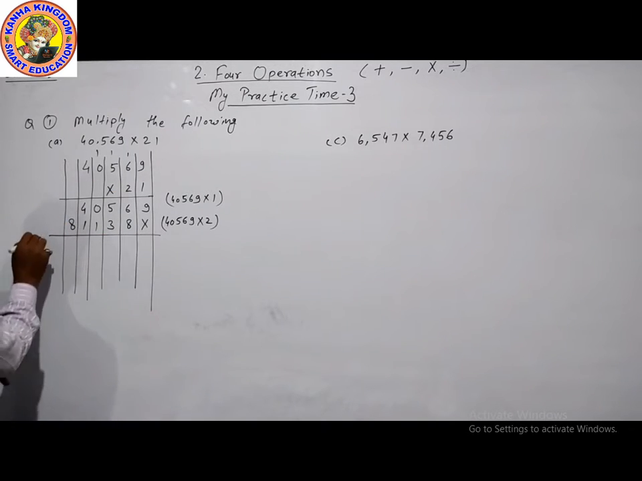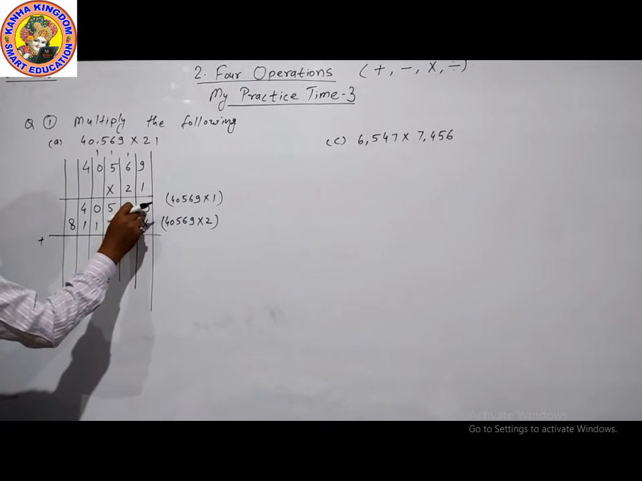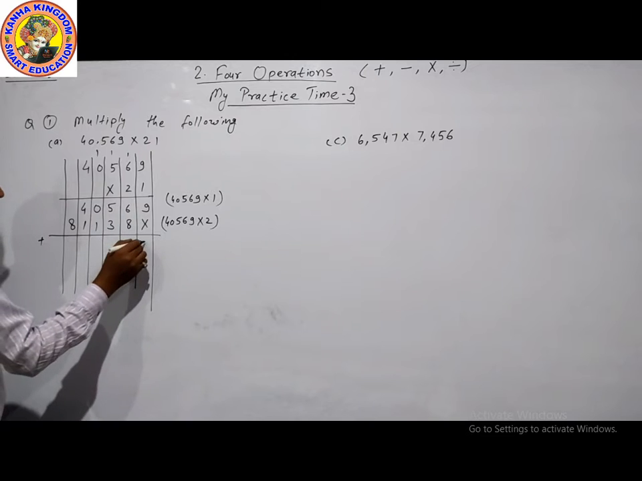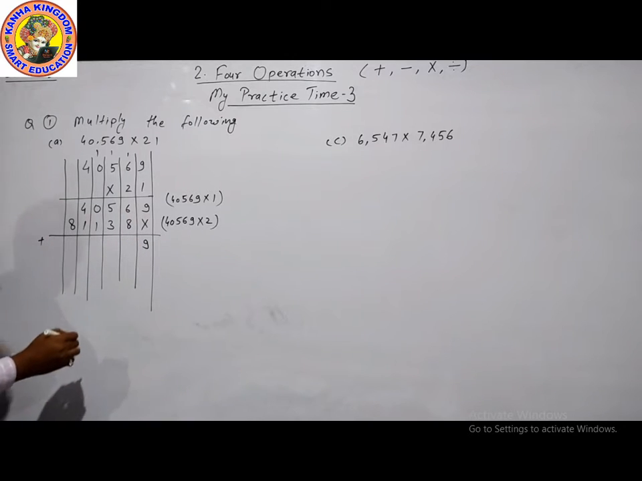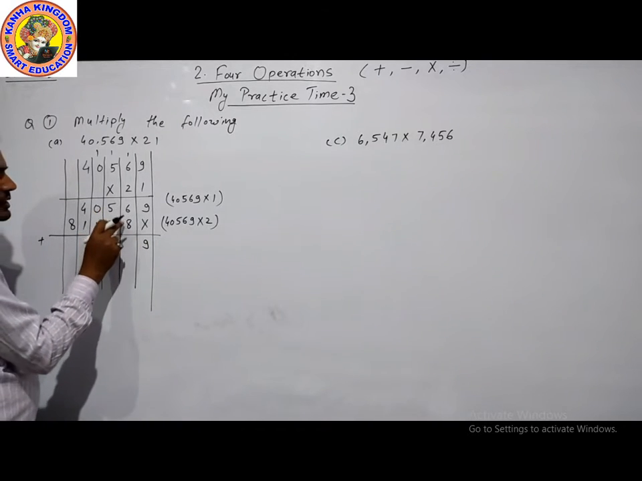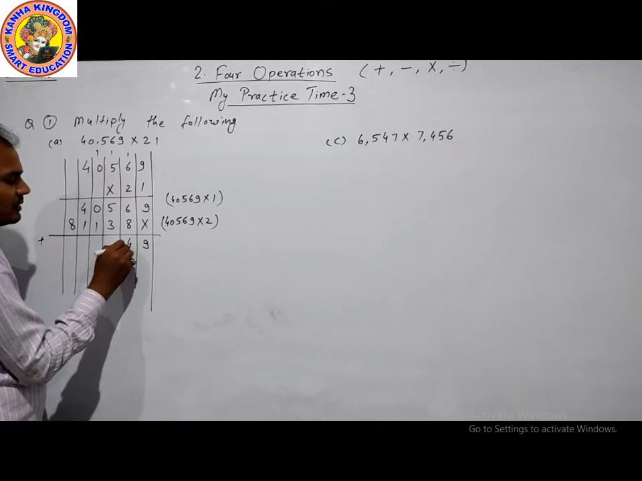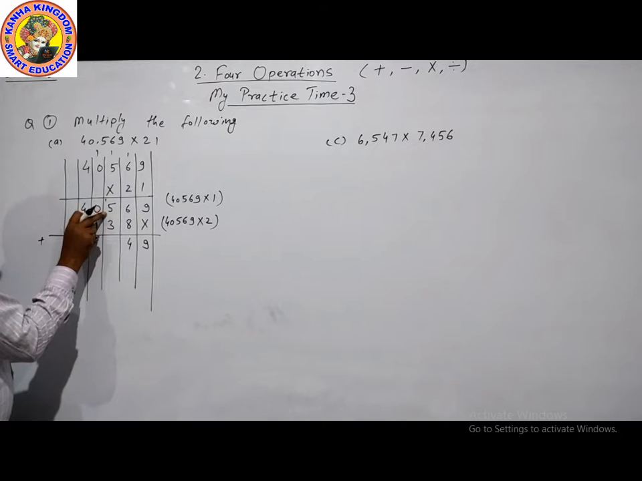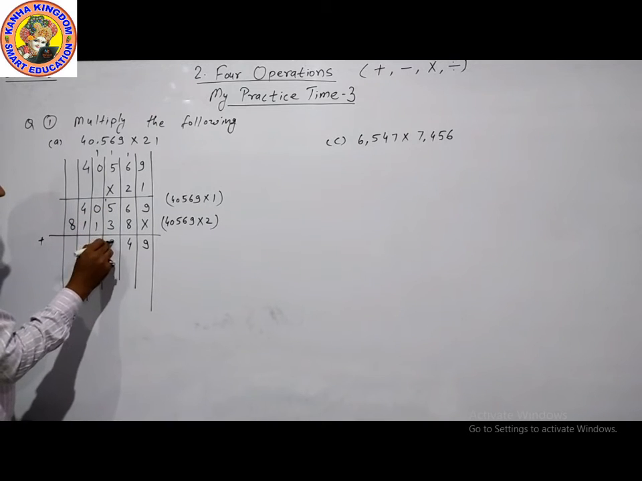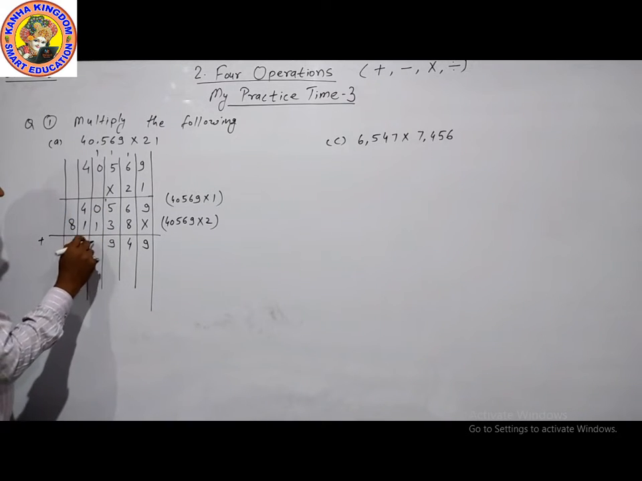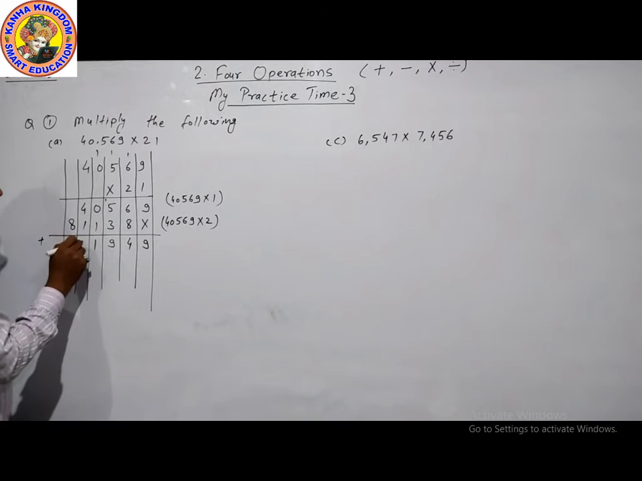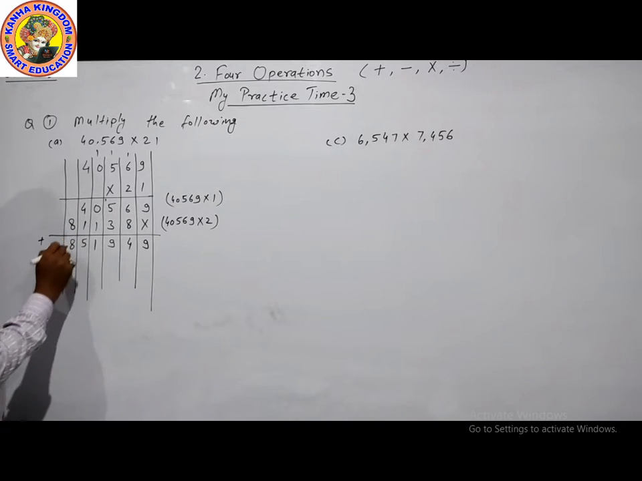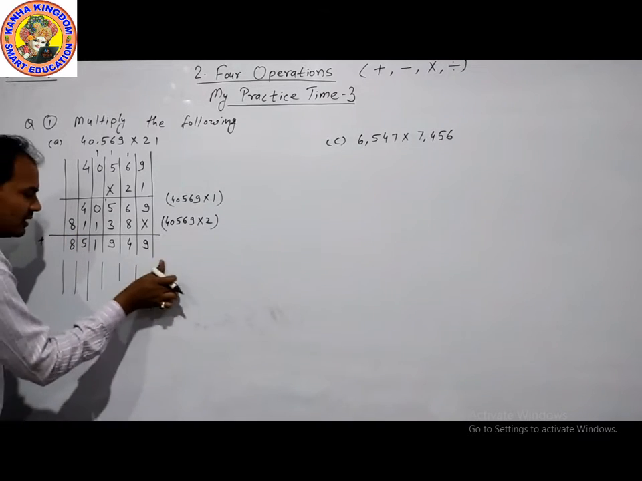Now we will add here. 9 and blank. 6 plus 8, 14, 1. 1 plus 5, 6, 6 plus 3, 9. 0 plus 1, 1. 4 plus 1, 5, then 8. This is our answer.